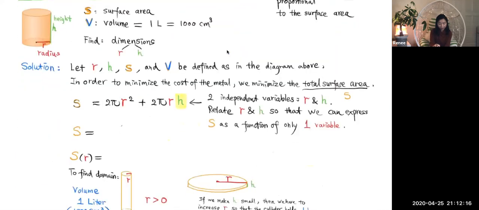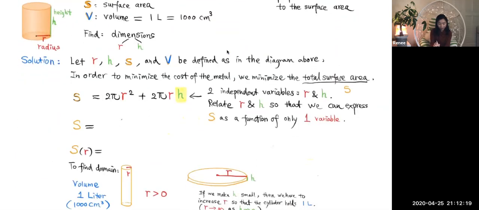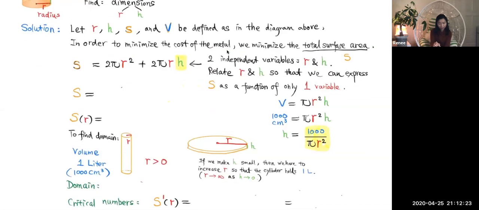We already know that the formula for the volume is V equals pi r squared h. Now the volume here is 1,000 cubic centimeter, so 1,000 cubic centimeter equals pi r squared h. So over here, the R and the H are related.